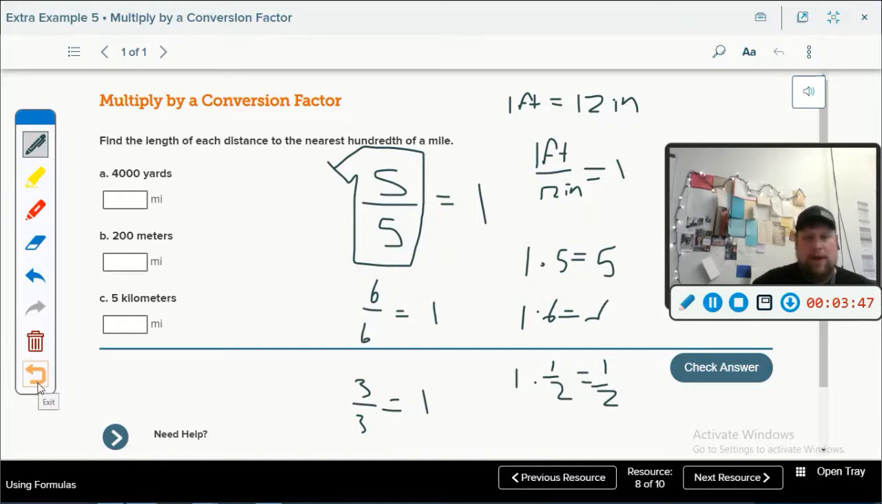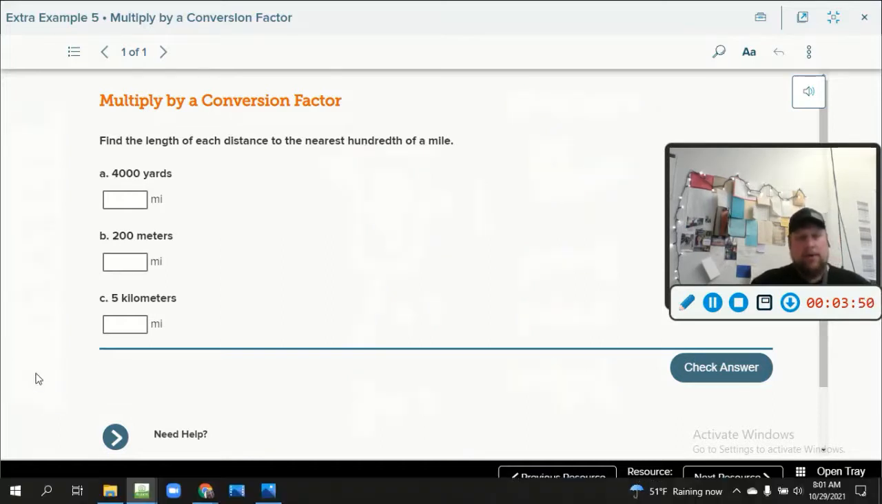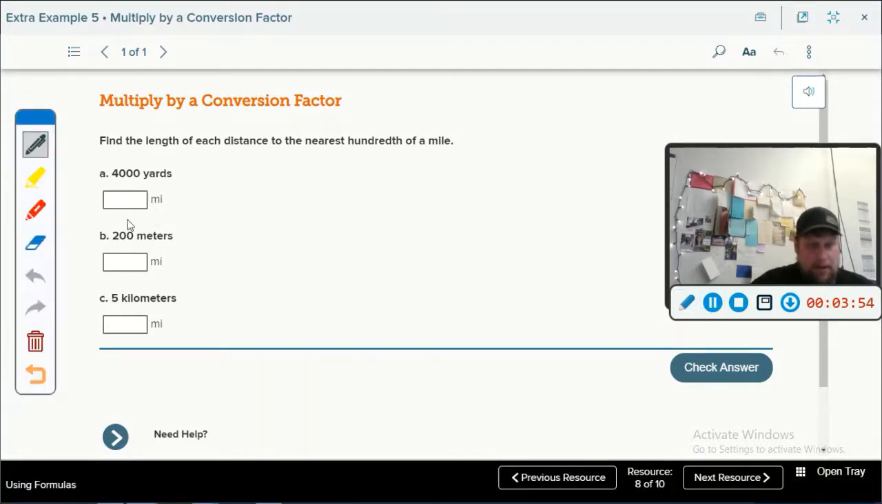All right, I'm going to erase it because I got to make us some room. Awesome. Let's get those writing tools out again. Okay, so 4,000 yards, I want to convert them to miles. So if I'm going to do that, I'm going to have 4,000 yards over 1. I'm going to do this by multiplying by 1. I want to get rid of yards. Whatever unit you want to get rid of, you always put it on the denominator.